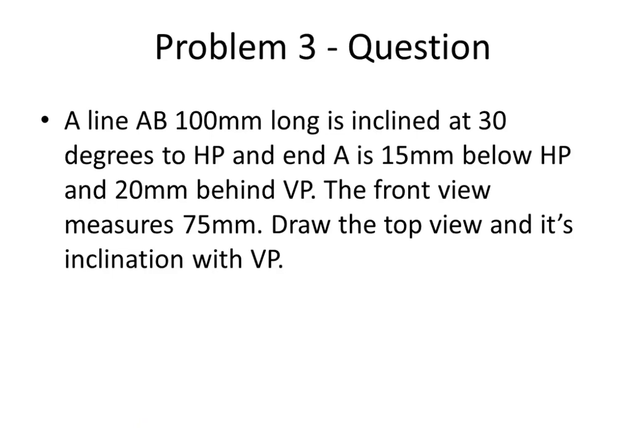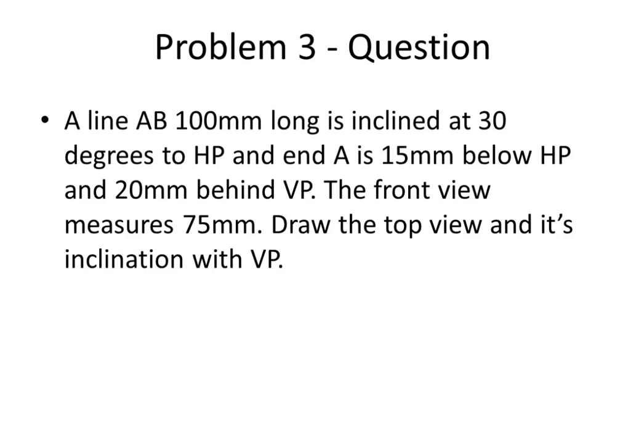Let's look at problem 3 now. So the question reads like this: a line AB 100 mm long is inclined at 30 degrees to HP, and end A is 15 mm below HP and 20 mm behind VP. The front view measures 75 mm. Draw the top view and its inclination with VP.